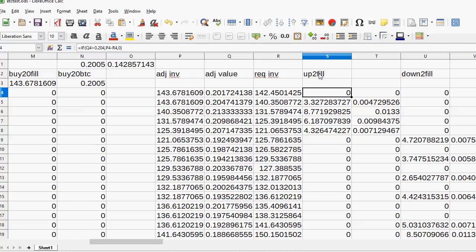And now I have up to fill. So if it's up at least 2% or more, or anything better than 2%, then I want you to sell. And in this day, it was up like 1.7%. So that wasn't good enough at 0.2017. But the next day it was 0.2047, which meant that it was up a little over 2%. So therefore, it sold 3.32.